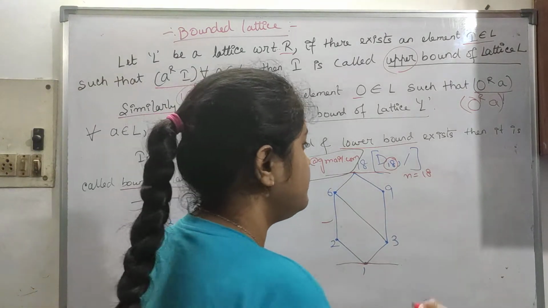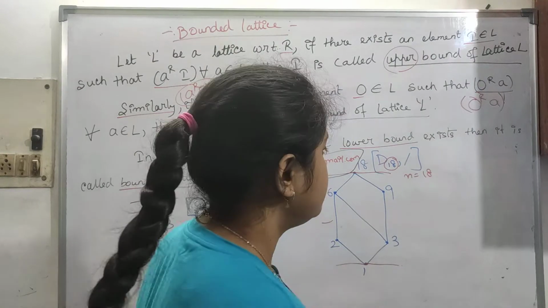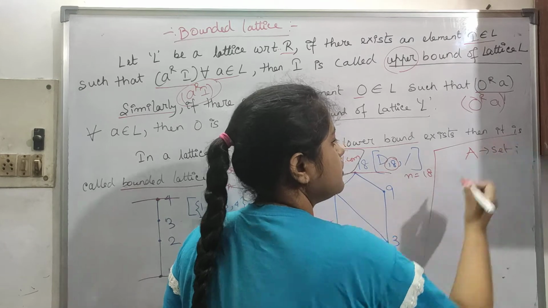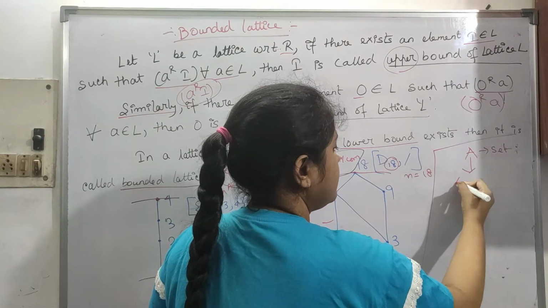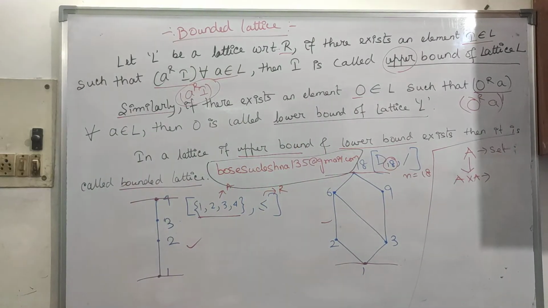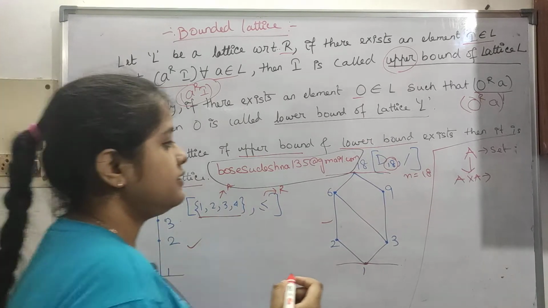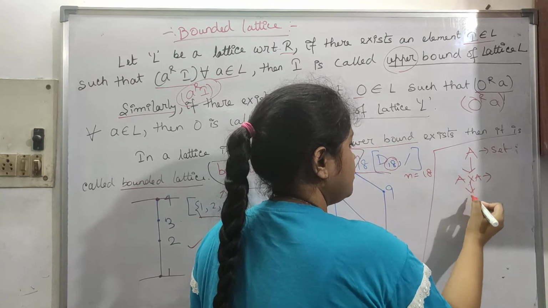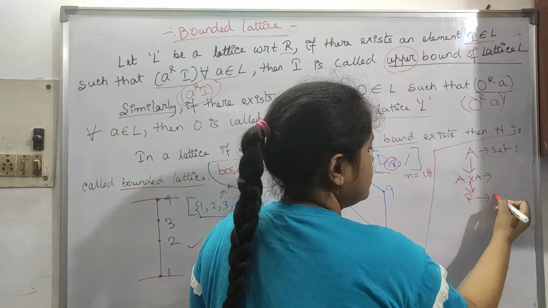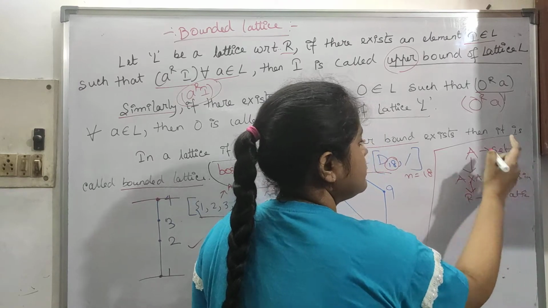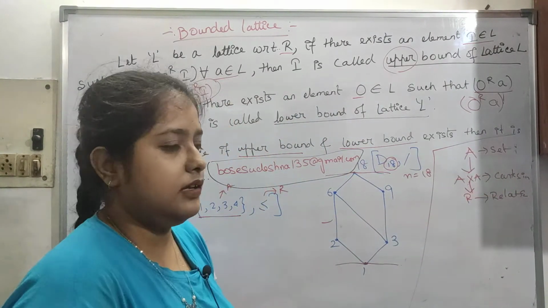So this chain, let's see. Let me use red only. First there was a set A, then there was the Cartesian product A cross A. Then, let me write small arrows, there is a relation. So this is our relation, this is our Cartesian product. We have started with a set and now we have come till here, bounded lattice.